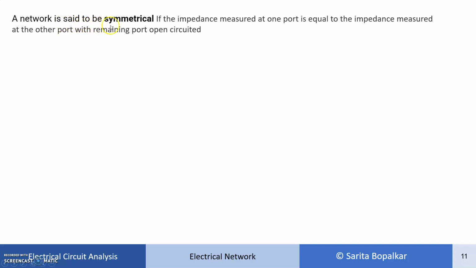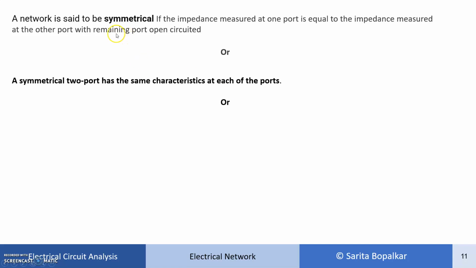A network is said to be symmetrical if the impedance measured at one port is equal to the impedance measured at the another port, with the remaining port open circuited. Or another definition is a symmetrical two-port network has same characteristic at each of the port. That is, input impedance and output impedance is same with remaining port open circuited.